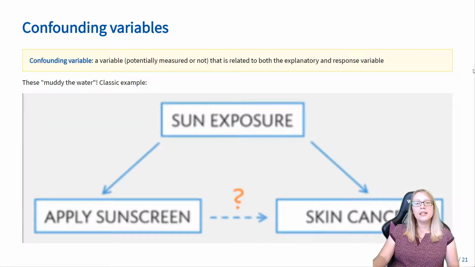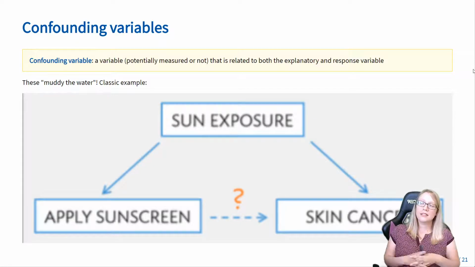The reason we like to incorporate this control over our experiment is because we want to minimize the effect of confounding variables. Confounding variables are external variables. We may have data on these, we may not, that are related to both the explanatory and response variable.